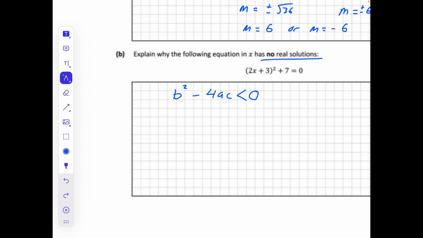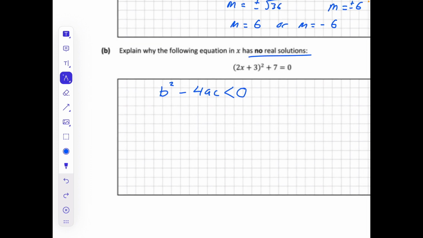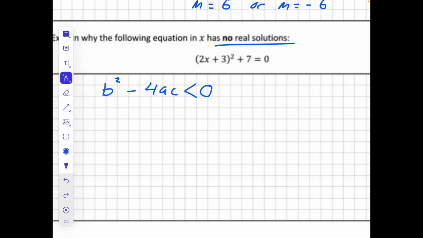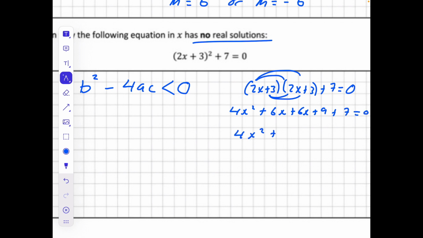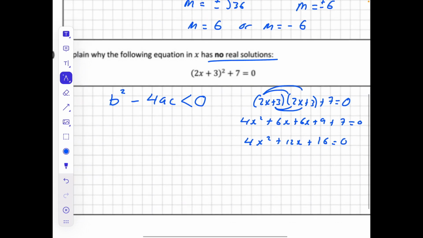Now, this looks weird. We haven't seen anything like that before. So what I'm actually going to do is square that out. I'm going to multiply it out and get my normal looking quadratic so I can find my a, b and c. So it's 2x plus 3 to be squared plus 7 is equal to 0. Okay, so we'll square out this. So that'll be 4x squared plus 6x plus 9. Tidy that up, so 4x squared plus 12x plus 16 is equal to 0.